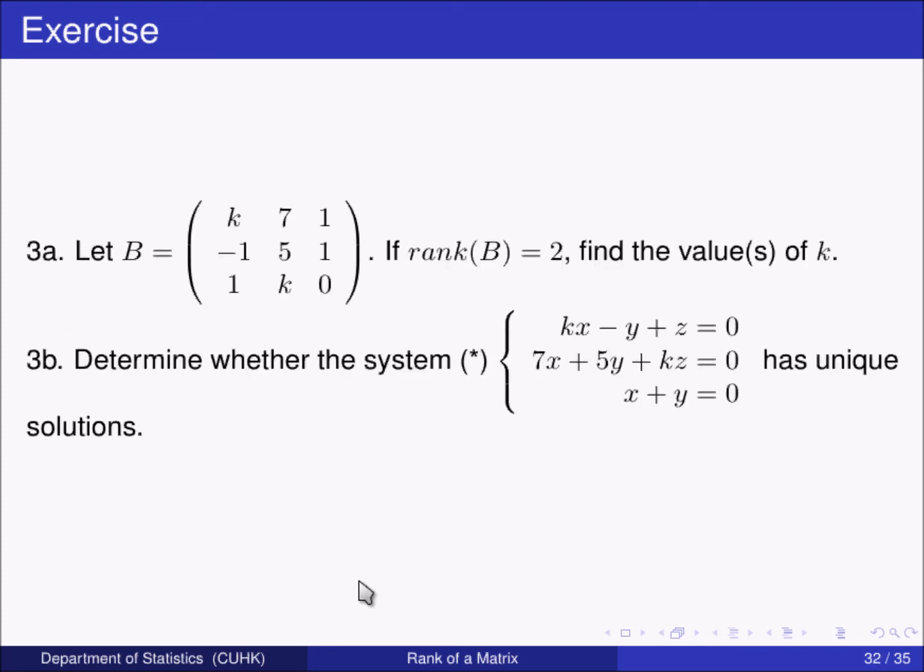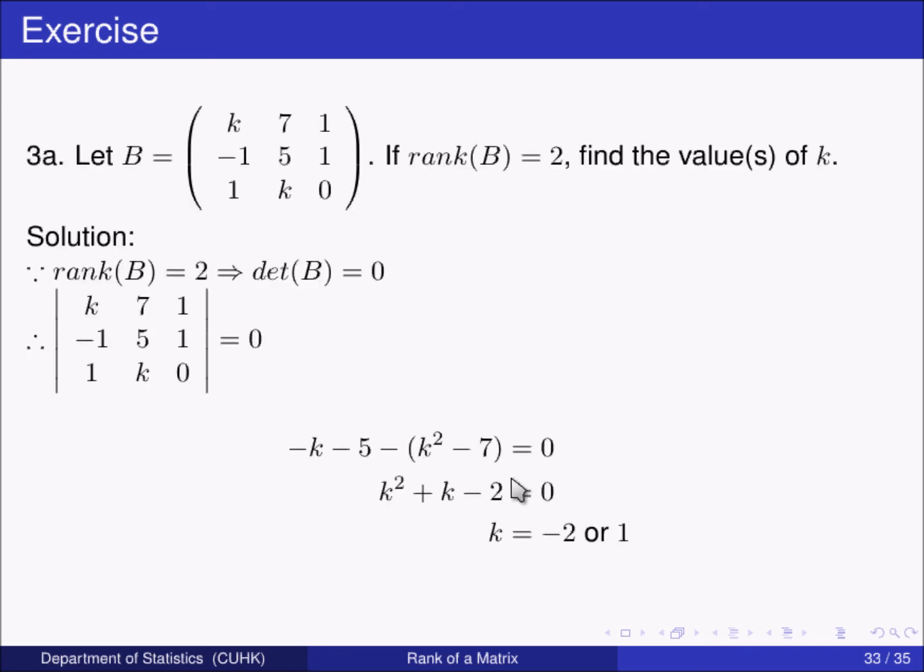Question 3. Let B be this matrix. If the rank of B is 2, find the values of k. Then determine whether this system of linear equations has unique solutions. The same as before, rank deficient implies a zero determinant. We can find the values of k by solving a quadratic equation.